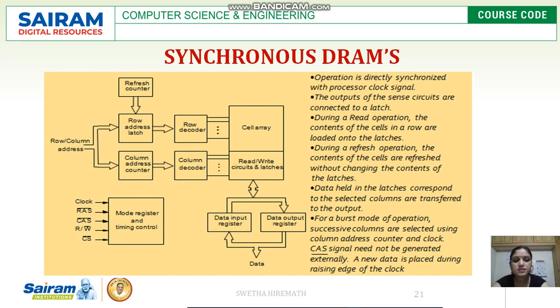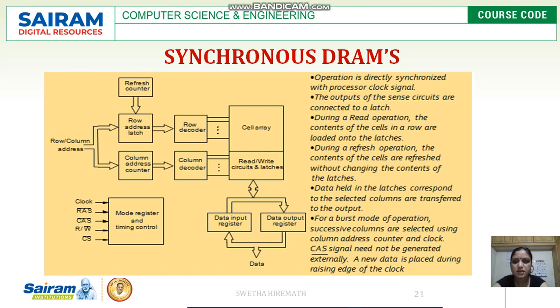In the last video I was explaining two different types of dynamic RAMs. Random access memories are of two types, that is static RAMs and dynamic RAMs. Dynamic RAMs are again of two types, one is asynchronous and the other one is synchronous. So in this video I'm going to explain in detail about the synchronous DRAMs.